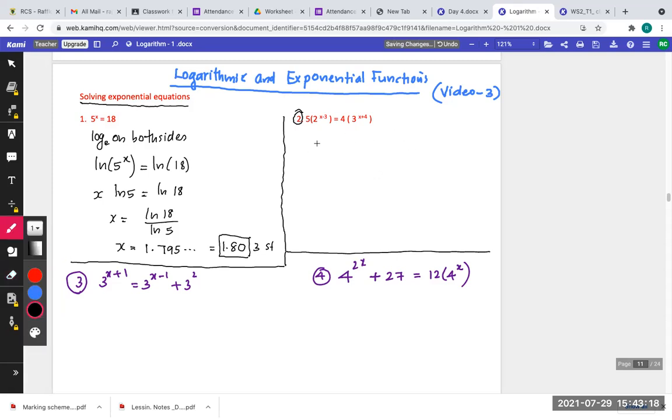So what we have to do is, we can take the 5 and 4 to one side, and 2 to the power x minus 3 and 3 to the power x plus 4 to the other side.